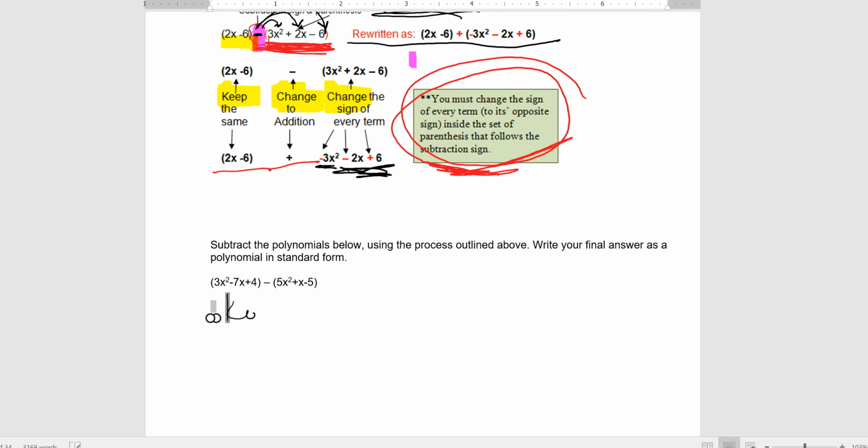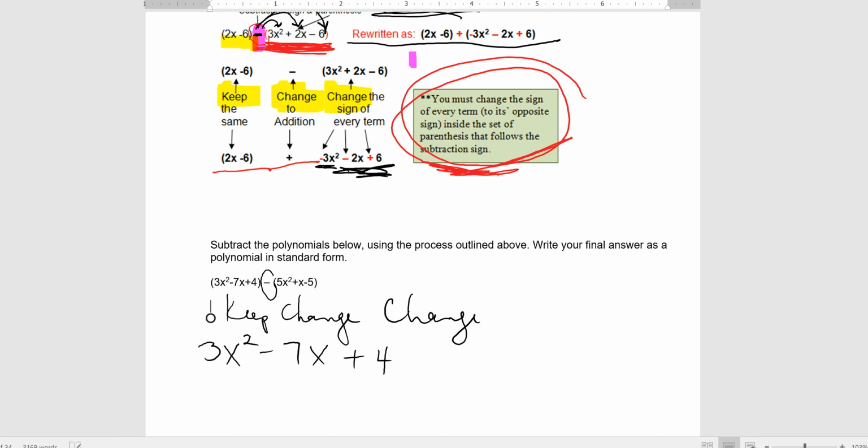We're going to start with KCC, keep, change, change, which means we're going to keep the first one exactly the same, 3x squared minus 7x plus 4. We're going to change our subtraction problem to an addition problem, which means if I just drop the parentheses and just keep listing the terms, I'll naturally be able to combine them in the last step. So whether I say I'm changing every part of the second polynomial, changing every term, or whether I say I'm distributing the negative to each part, it's going to end exactly the same way.